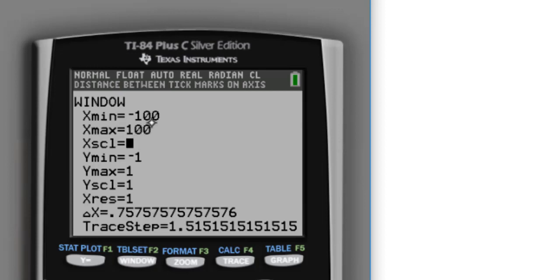I think we'll be able to see what the function is doing, and we don't have to go out to a million or a billion, etc. And for the y's, I turned off the x scale. I put that to 0 because I don't need to see 200 tick marks, and I'm not going to use it for counting purposes. Then for y min and y max, my graph did not look like it went up vertically very far, so I just went negative 1 to 1.